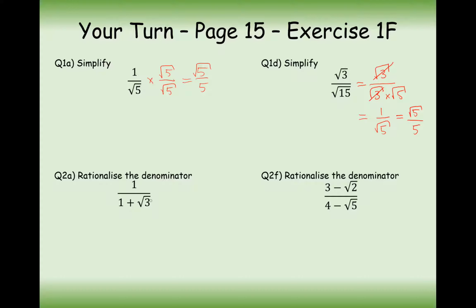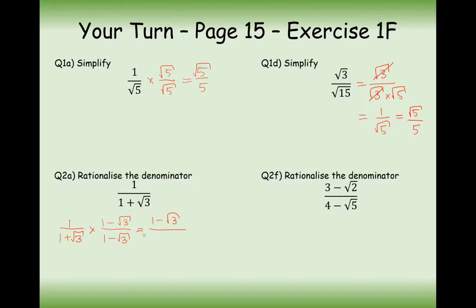Okay, this one here, so remember what we do here is we're going to take 1 over 1 plus root 3, and times by this value on the denominator here, but with a sign change. So it's 1 minus root 3 over 1 minus root 3. So on the numerator here, it's just going to be 1 times 1 minus root 3. So that's 1 minus root 3.